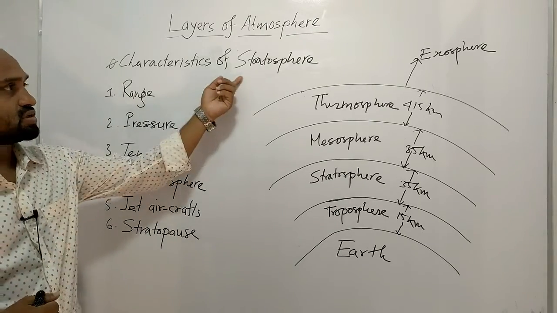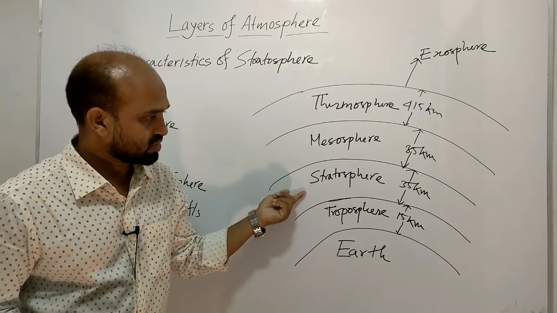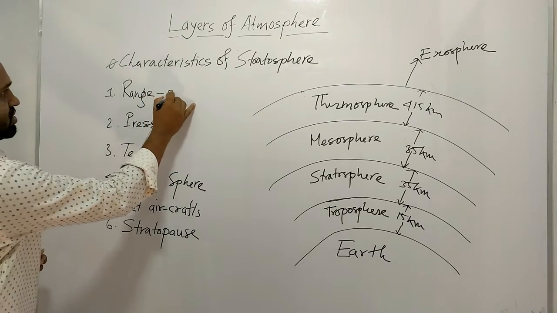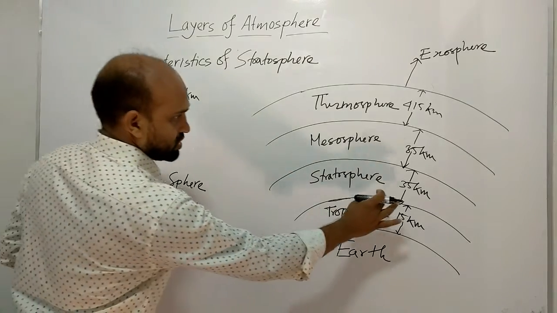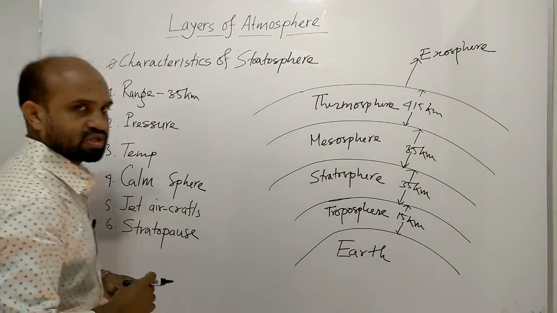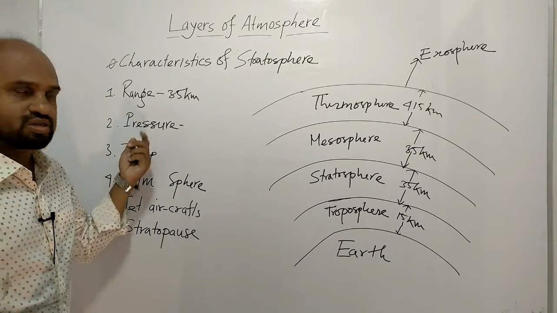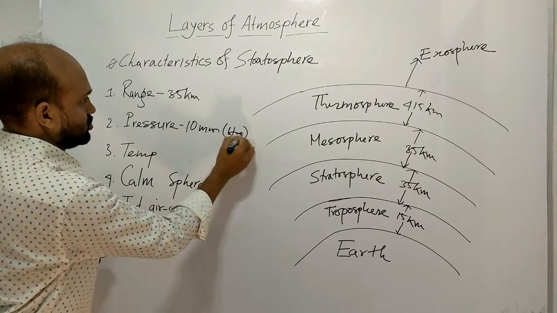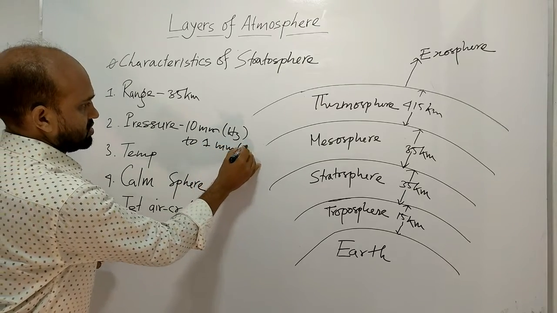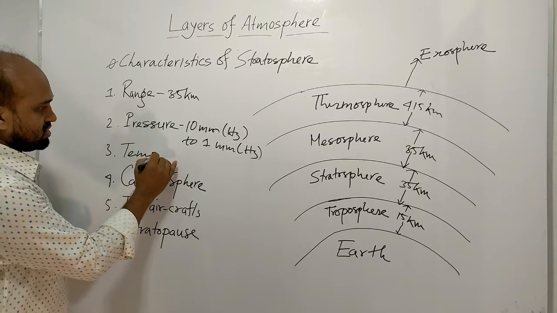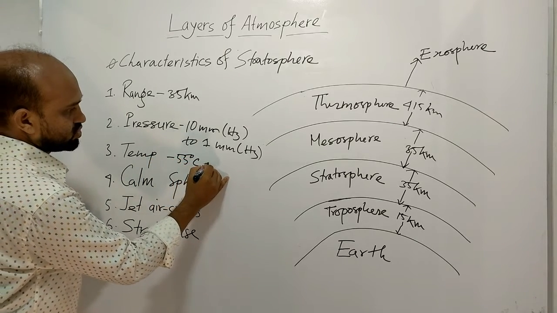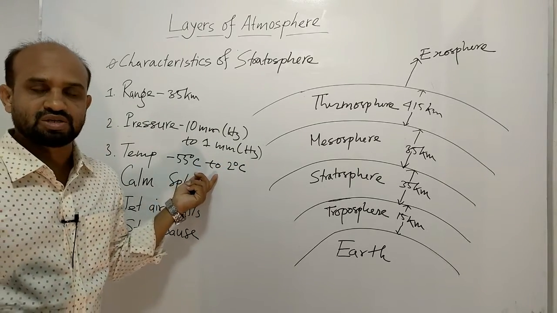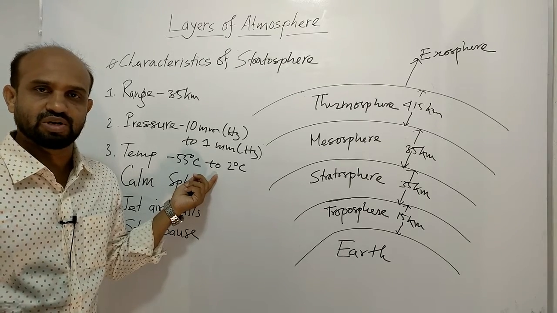Now, characteristics of stratosphere. The second layer from the ground is known as stratosphere. Its range is 35 kilometers, from 16 kilometers to 50 kilometers, and pressure is decreased from 10 millimeter to 1 millimeter. Temperature is increased here from minus 55 degrees Celsius to 2 degrees Celsius. This is called negative lapse rate.